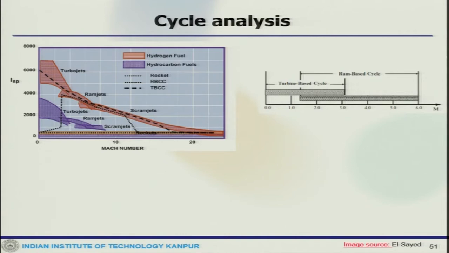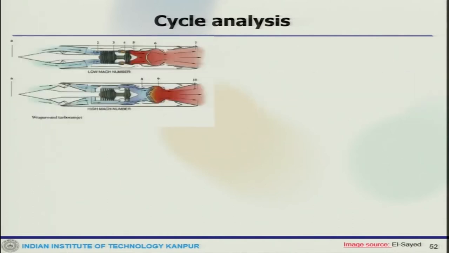Now we can look at some analysis of this hybrid engine. This is a wraparound turbo ramjet. So let's look at the cycle analysis for that. We have already done a lot of detailed discussion on operation. Now we can draw the schematic TS diagram for the same.